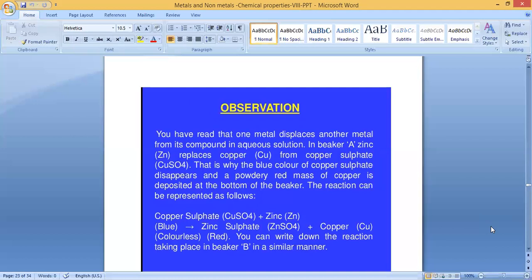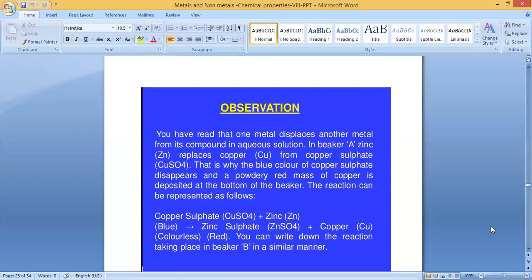The reaction can be represented as follows. First, copper sulfate CuSO4 plus zinc Zn. Copper sulfate is given in brackets as blue in color. So what are the products? Zinc will replace copper, so zinc sulfate will form: zinc sulfate ZnSO4 plus copper. Copper separates, Cu. This copper is red in color. You can write down the reaction taking place in beaker B in a similar manner.